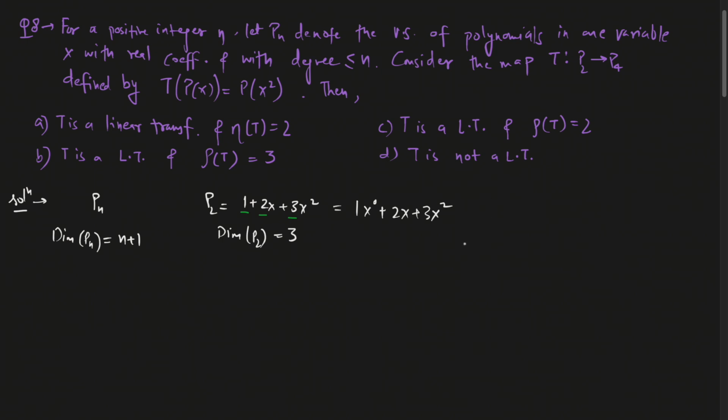So Pn is the vector space of polynomials. It contains all the vectors which have one variable x with real coefficients, and degree less than or equal to n. So Pn contains polynomials like P1, P2, P3, P10, P100, anything, but you just need to define n.